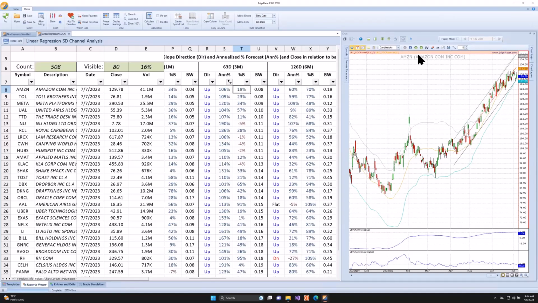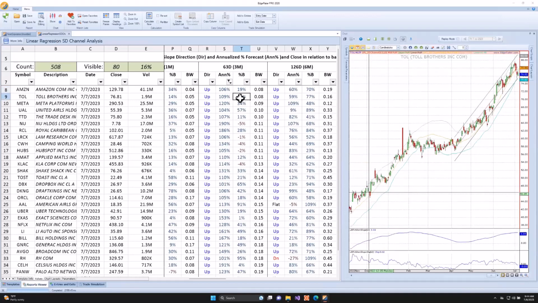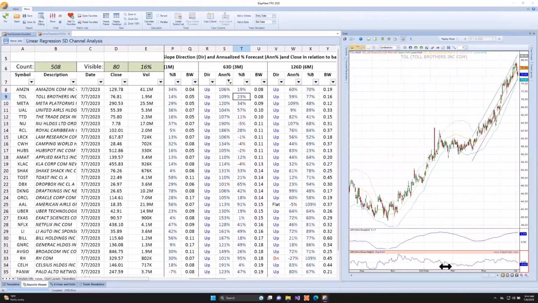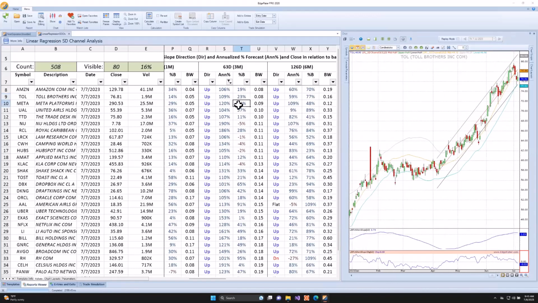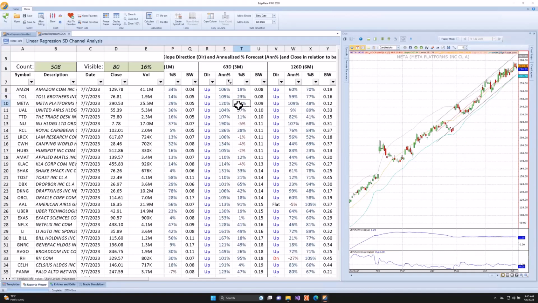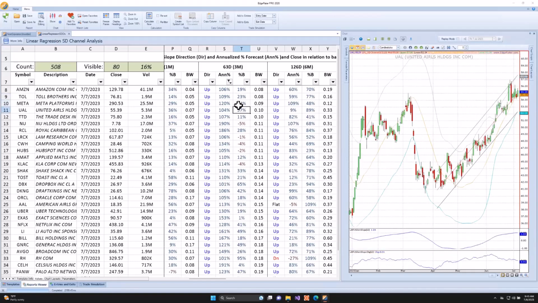Okay, so you have Amazon. A nice 3 month move has been occurring in Amazon. Toll Brothers, so home building. Okay, is everyone aware that Toll Brothers is making this move? If you're not aware, this is how you find out that information in a very easy to use report. Meta, again, has appeared several times in our research.